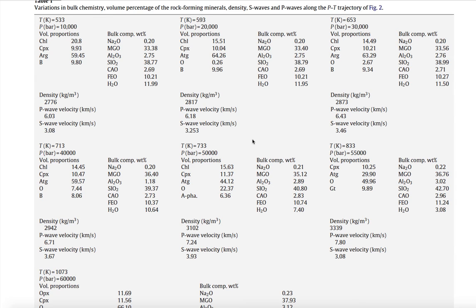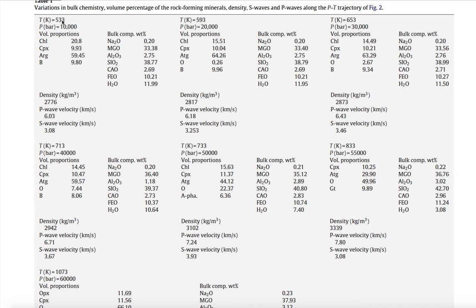Yes, that's it. Then you can calculate all the conditions from your bulk rock chemistry, at a certain temperature and then a certain pressure. So then you are calculating which minerals are stable at, say, 533 Kelvin. You must then subtract 273 to get the temperature in degrees Celsius, and here we have the pressure. Then you know these and these minerals are stable.